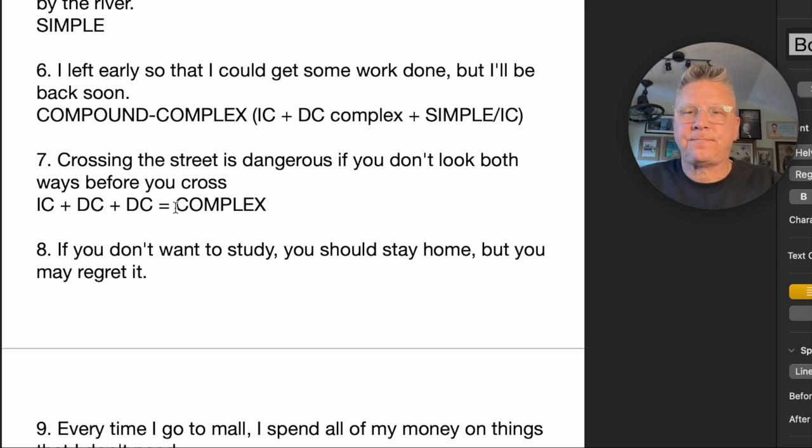All right. Hopefully that makes sense. But again, what goes back to you subject verb, you cross. You don't look, subject verb. Crossing the street, subject is verb. The if subordinating conjunction, before subordinating conjunction.